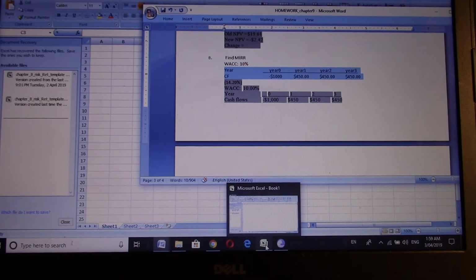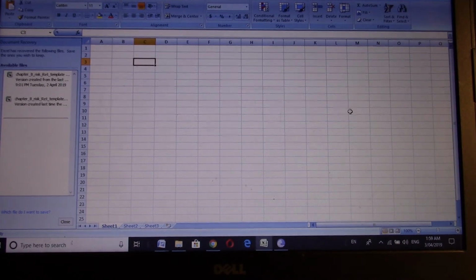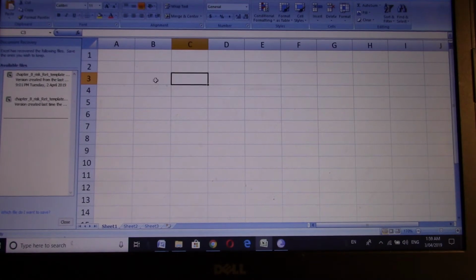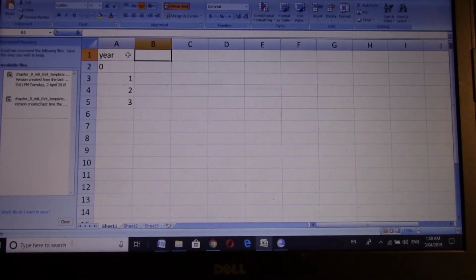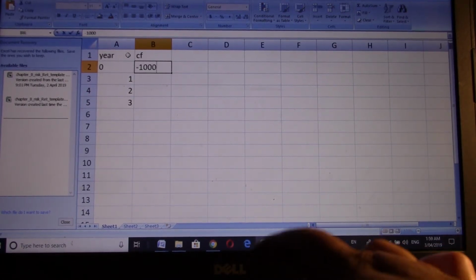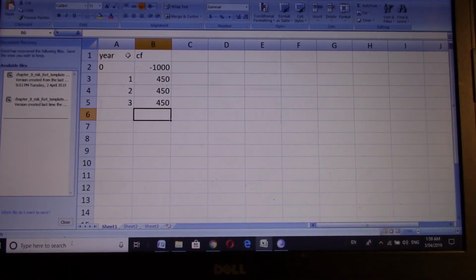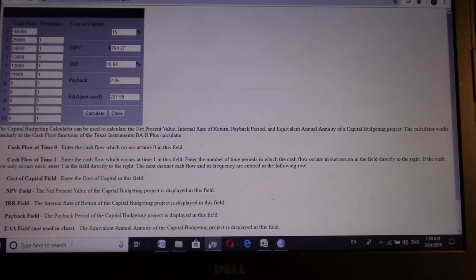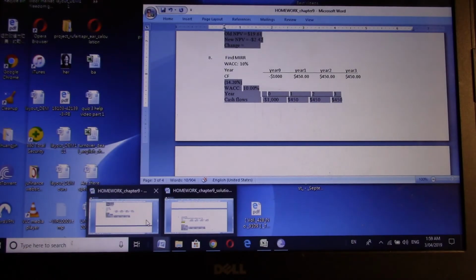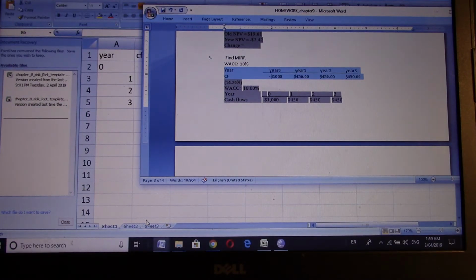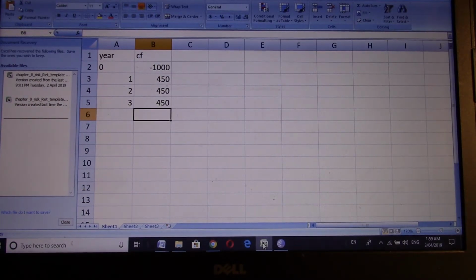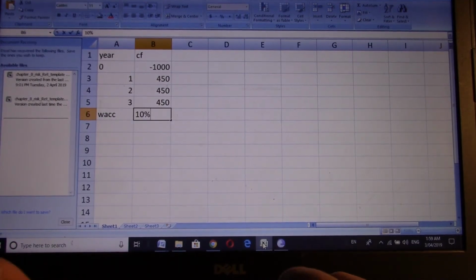The cash flow is very simple. Year 0, 1, 2, 3. Cash flow negative 1,000, 450, 450, 450. So 10% is WACC, or required rate of return, or cost of capital.